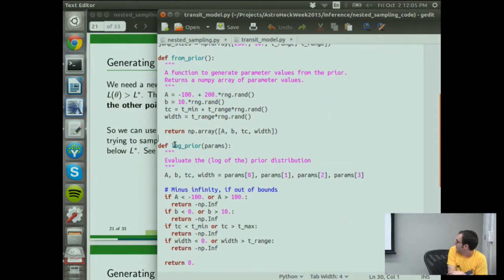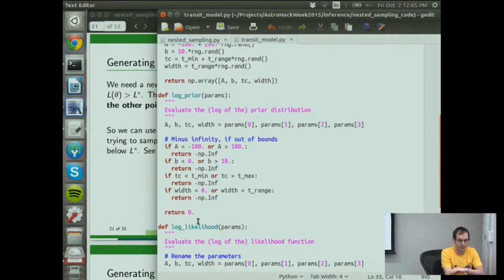There's a function for evaluating the log of the prior density, and since we're just using uniform priors, all that's going to do is check if any of those go out of bounds and return minus infinity if they do. Otherwise, it just returns a constant.